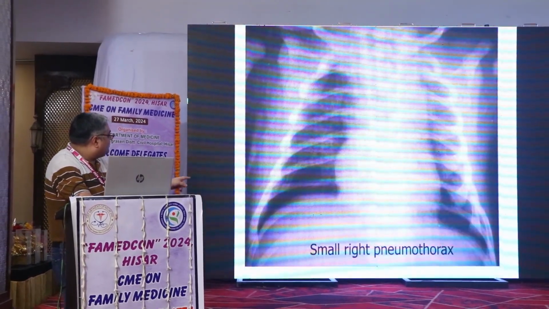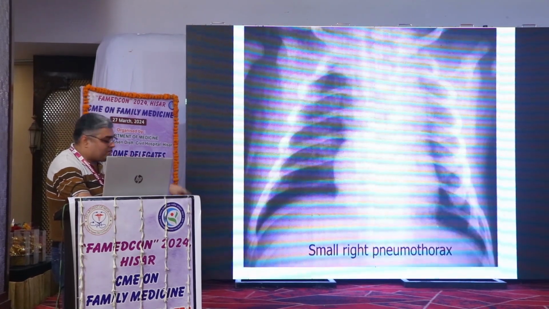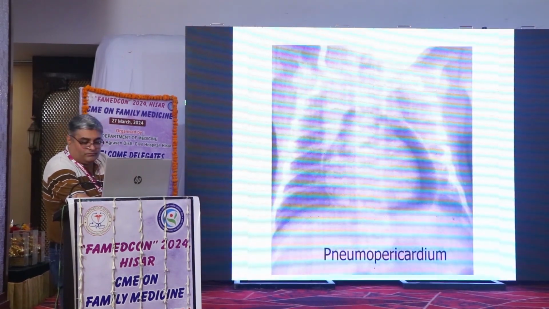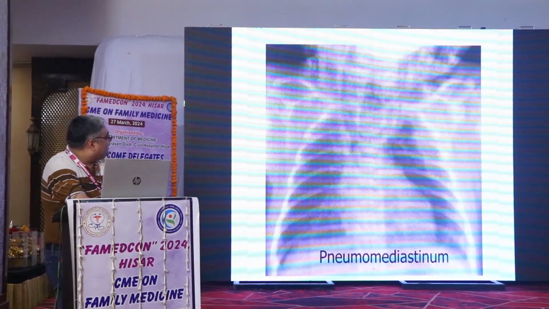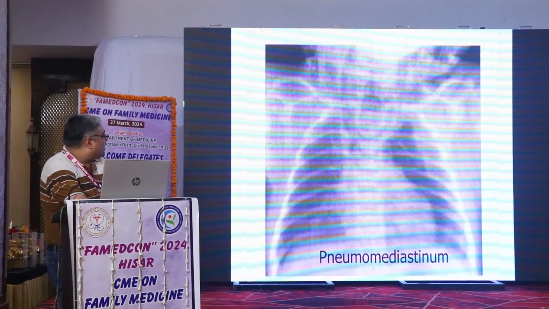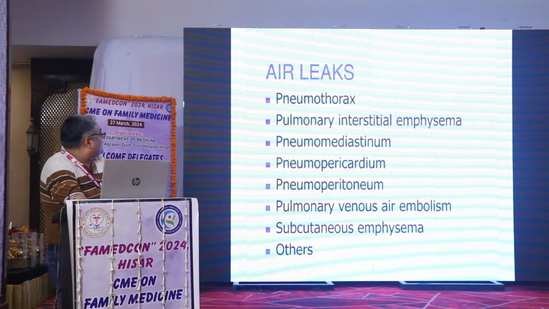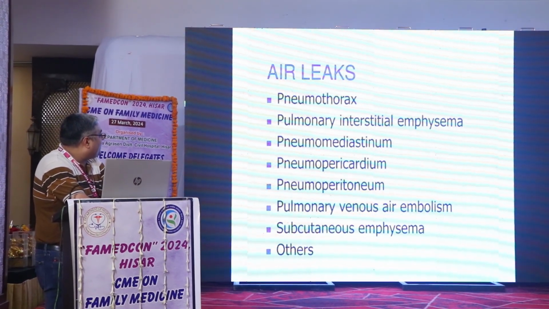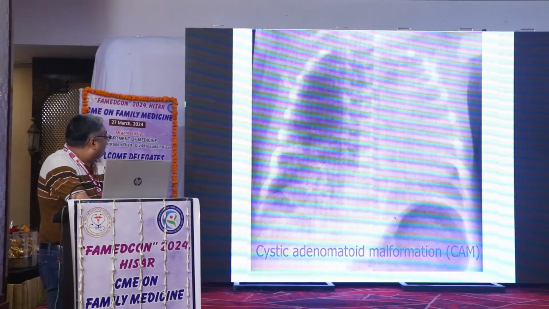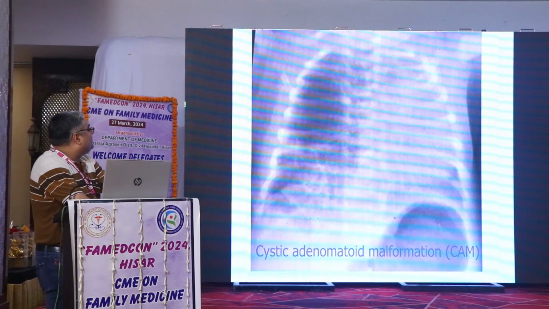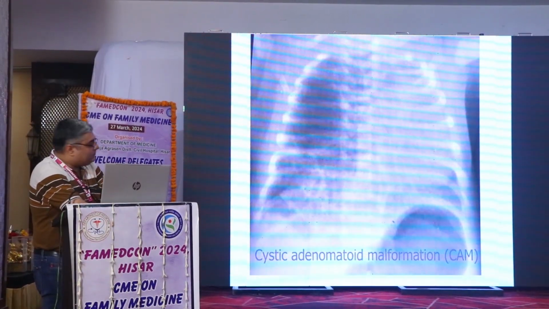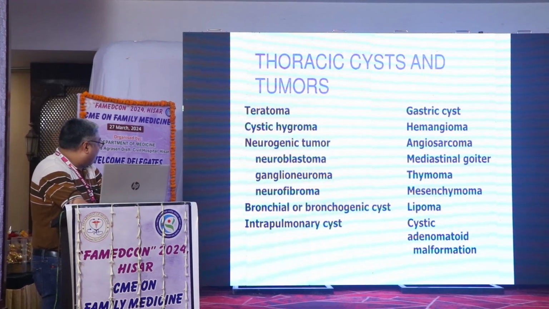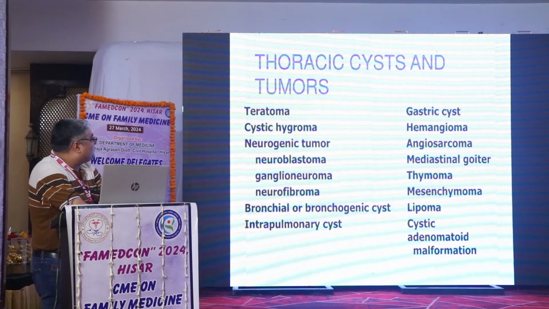Then small right side pneumothorax. Then this is pneumopericardium. This is pneumomediastinum. So air leaks, as I told you, pneumothorax, PIE, pneumomediastinum, pneumopericardium, pneumoperitoneum. This is cystic adenomatoid malformation on the right side. This thoracic cyst, teratoma, cystic adenomatoid, they are very rare, and we need chest CT for that.